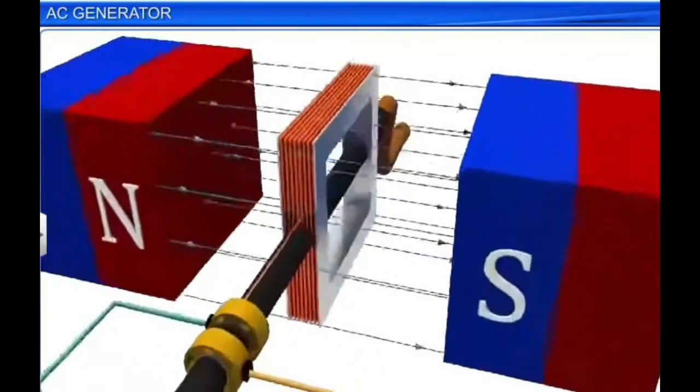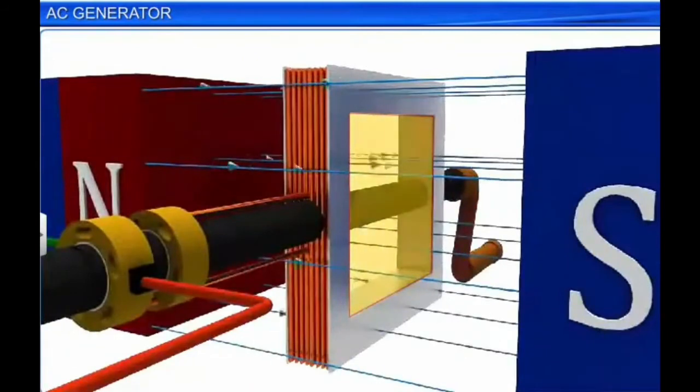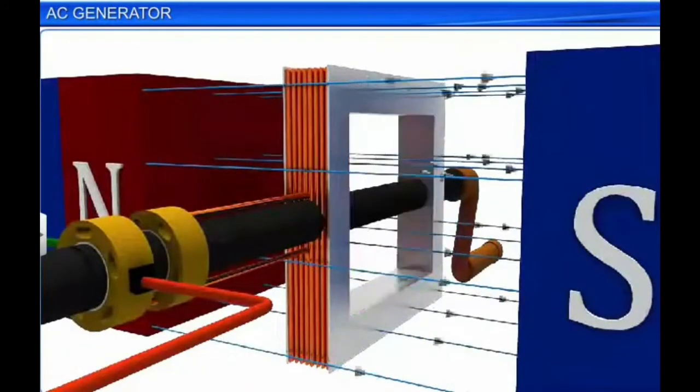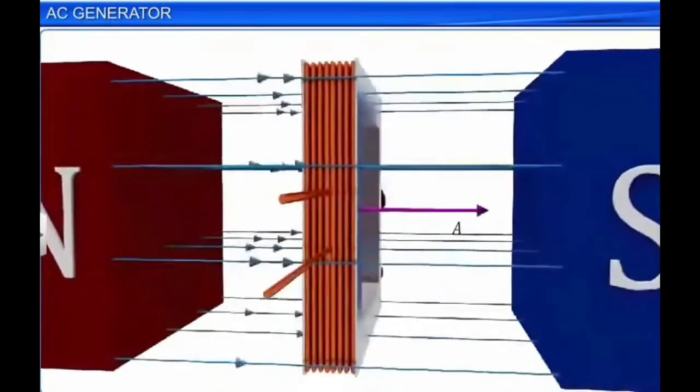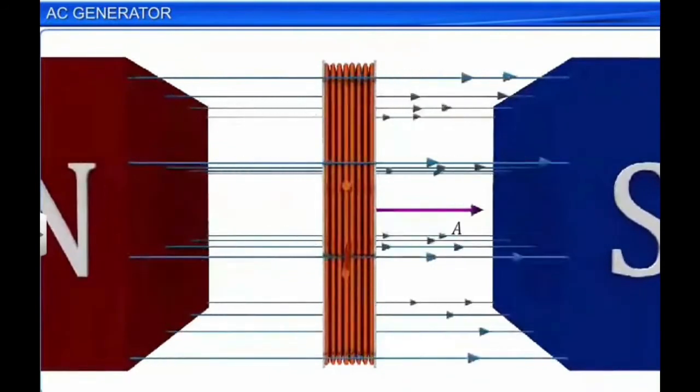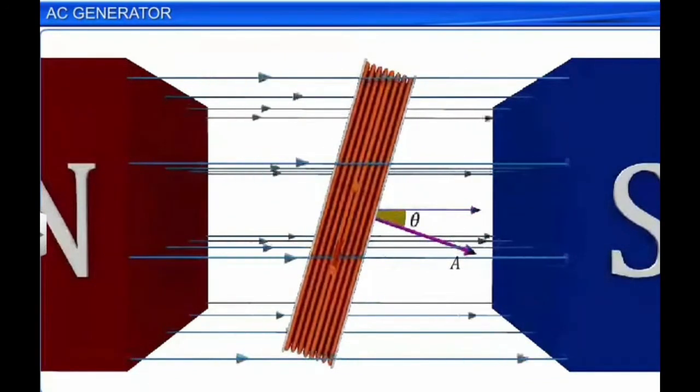As we can see, if the coil is placed with its plane perpendicular to the magnetic field, then the area vector and the magnetic field, both of them, they are in the same direction. That means in this orientation, the angle between magnetic field and area vector is equal to 0. At any instant of time, we assume that the area vector makes an angle theta with the direction of magnetic field. That is, theta is the angle between area vector and the direction of magnetic field.